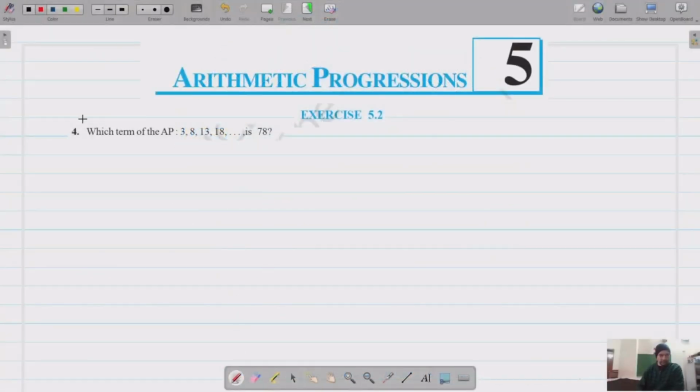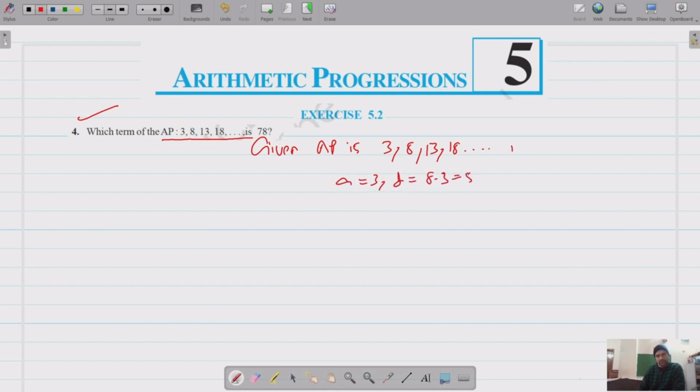So coming on to question number 4, we have to check which term of this given AP is 78. So our given AP is 3, 8, 13, 18. Now for this A is 3 and D is 8 minus 3 is equal to 5. So actually we are given a term and we have to find the number of this term. So let's say this term is the nth term. We don't know the number for this. So it's an nth term.